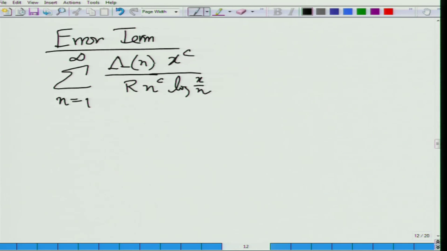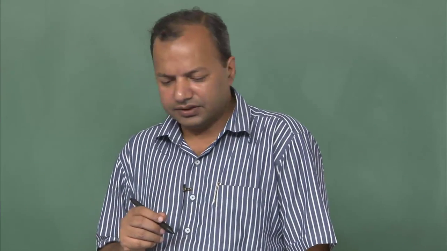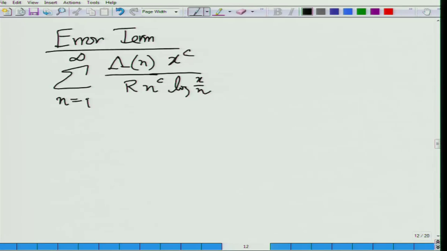Here we have a pretty good handle on these values. This lambda n is bounded by log n always. This x to the c, r, n to the c, these are all very clear. This is the slightly problematic one, log x by n. The reason is that as n goes from 1 to infinity, when n comes close to x, then this can become very, very small and therefore the whole thing becomes very large. So we have to handle that aspect a little carefully, otherwise bounding this is pretty straightforward.